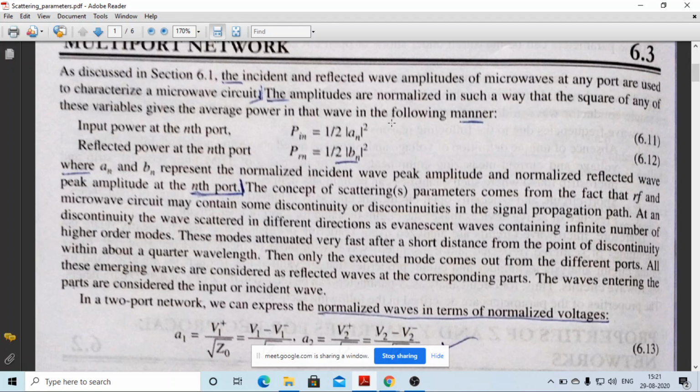Now see here, the first parameter is given as the input power at the nth port, defined as Pin is equal to 1 by 2 An square. So it is 1 by 2 An square. An can be defined as follows, because if you see the power equation, it is in terms of either voltage or current.